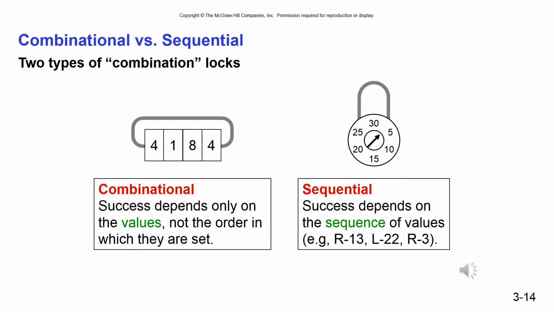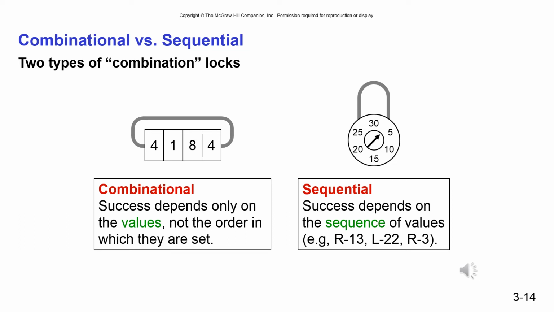Here we have two types of combination locks. One represents a combinational logic or combinational circuit, and the other represents sequential. I've actually owned each one of these locks. I have a lock on my bicycle with a rubberized chain that is the same as the one on the left.